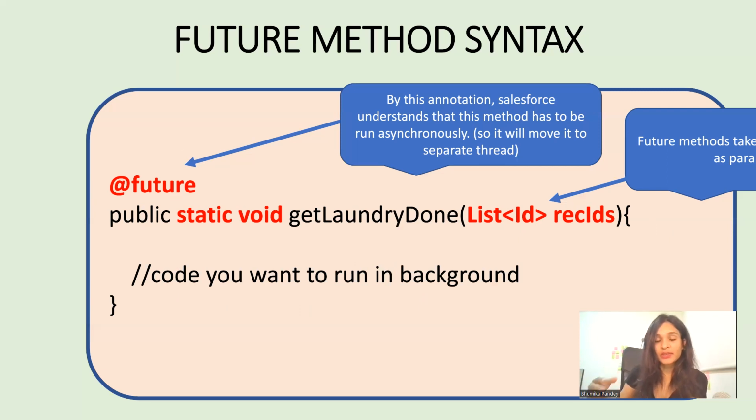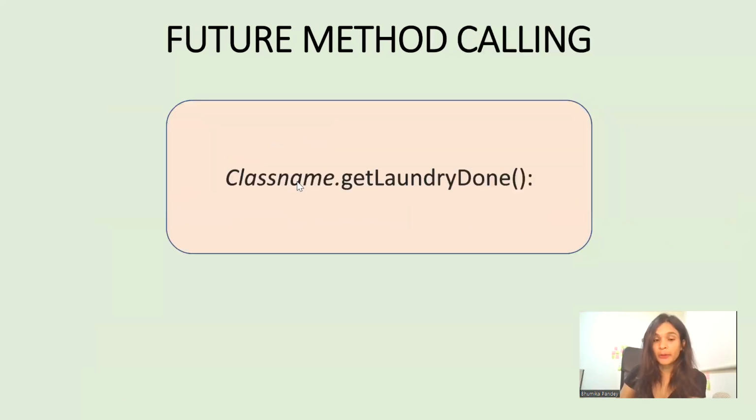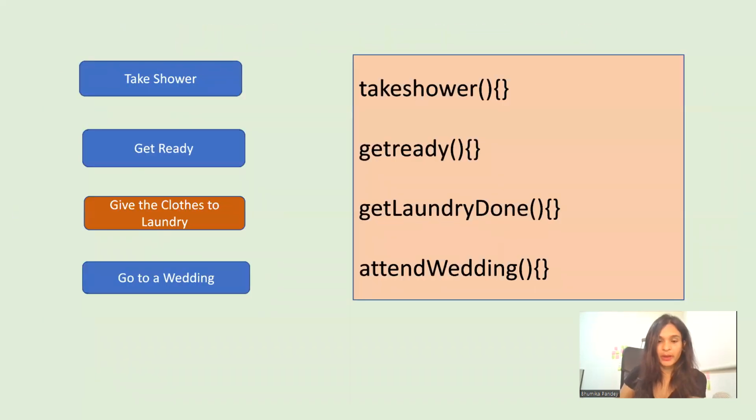But now the second question is, let's say you have written your future method. How will you call your future method, okay? The calling is pretty simple. This is how you call: class name dot method name, any method name. So for example, this one, let me go back here, right?